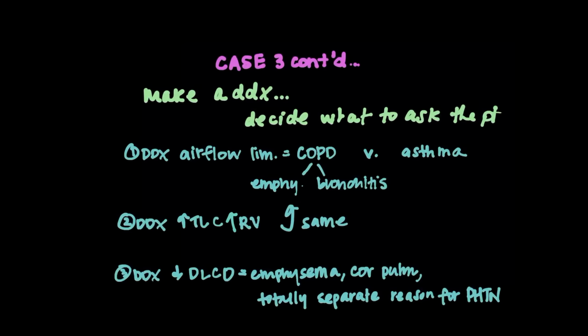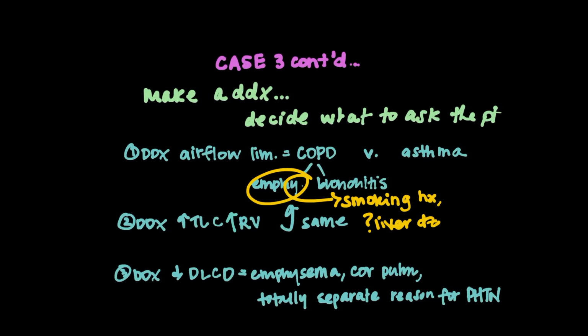So what would you ask? If you're asking about emphysema, of course you want to take a smoking history. That is key. You could also ask about liver issues if you're thinking about alpha-1 antitrypsin, especially on a test. For asthma, you want to ask about a history of allergies, atopy, all that stuff we talked about today in lecture.